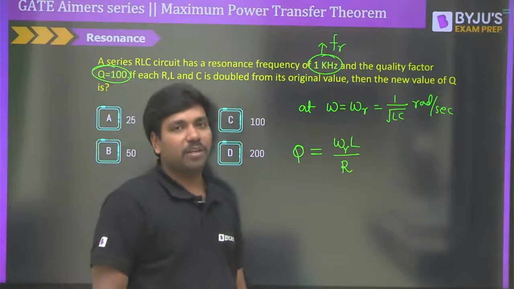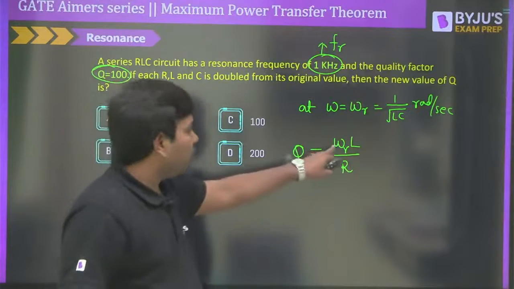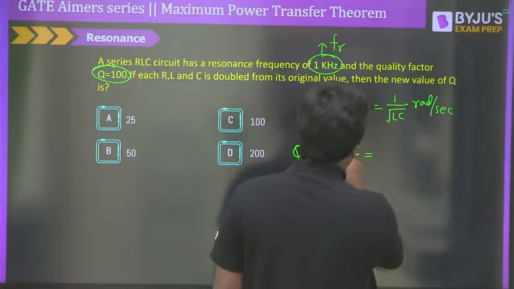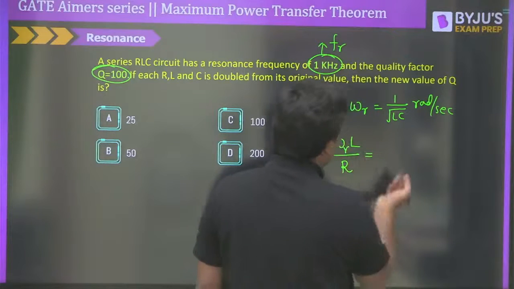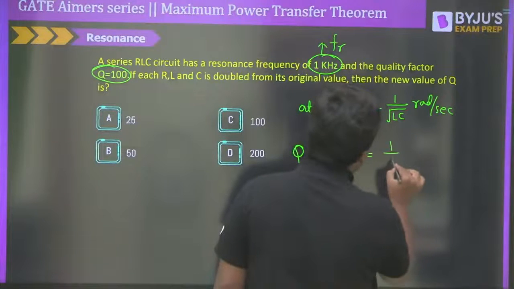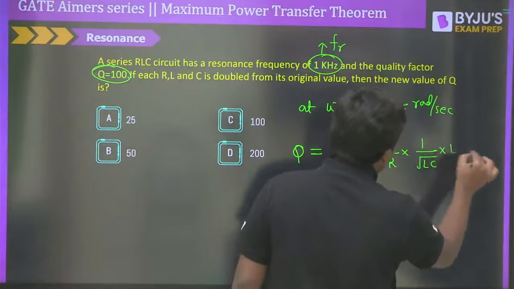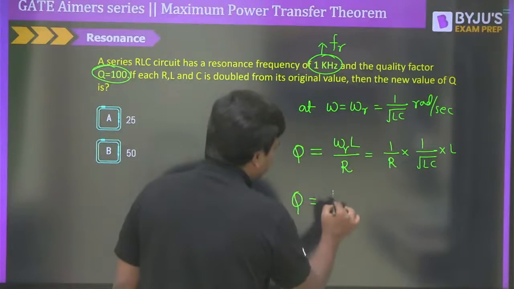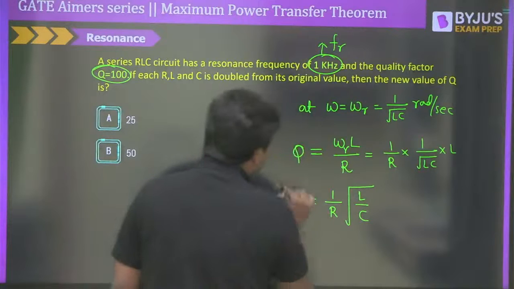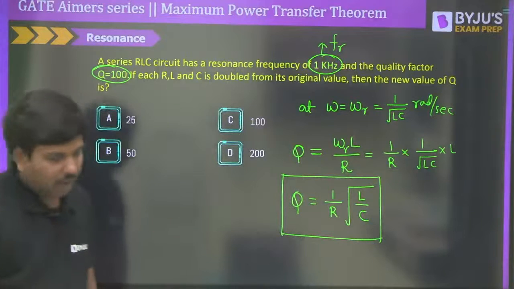Usually what is the time constant? L by R. Bandwidth is coming like R by L. You can remember like that. So omega R into L by R, omega R into L by C. Now put it all together and tell me what the quality factor is going to be. So 1 divided by R into 1 divided by root of L into C and particularly L here. Therefore quality factor can be written as 1 divided by R into under root of L divided by C. So this is the quality factor formula in terms of R, L and C.